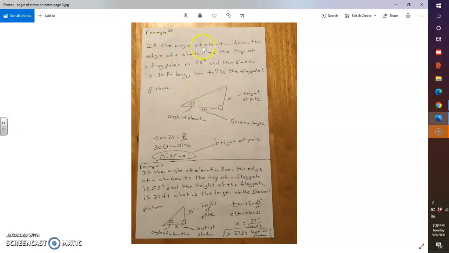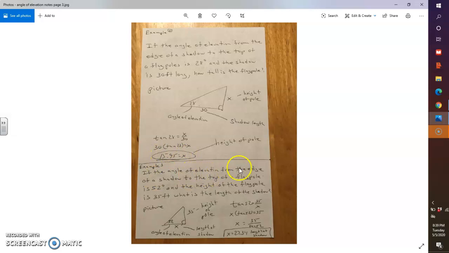So in this problem, they tell you the angle of elevation from the edge of a shadow to the top of a flagpole is 28 degrees. So they give you the angle of elevation and they tell you the length of the shadow. And in this case, we're trying to find the pole. So in this case, we're trying to find a side. So therefore, the tangent of 28 is equal to x over 30. We set that equation up, multiply both sides by 30, and we get 15.95.